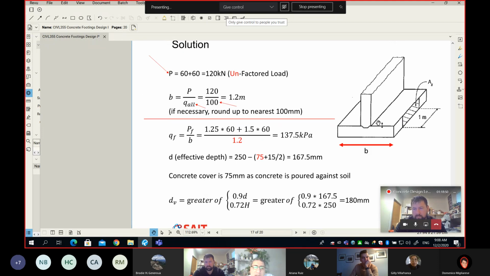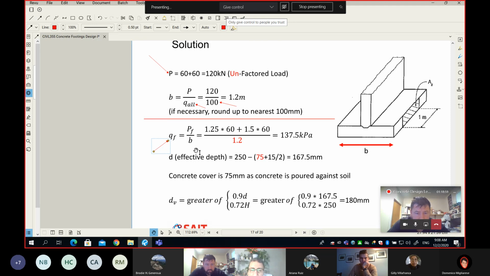I showed that already in the 3D picture. Okay. Now, what you have to do next, which will look weird to you, is I go back and divide. I'm trying to find my QF, which is my factored soil bearing. I am dividing the axial load, but it's factored already. So you can see I have the 60 times 1.25 and the 1.5 times 60, and then I'm dividing by whatever I chose for the width of the footing. Why am I doing this? Because all the structural design, for example, checking for shear, checking for bending, finding how many bars, all of that we have to do at the ultimate limit state.